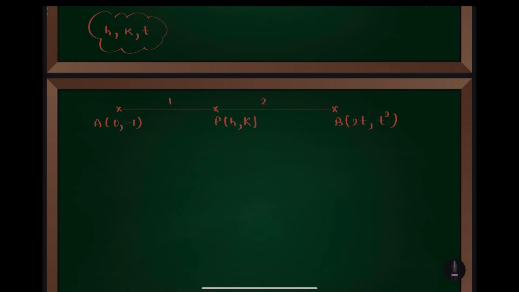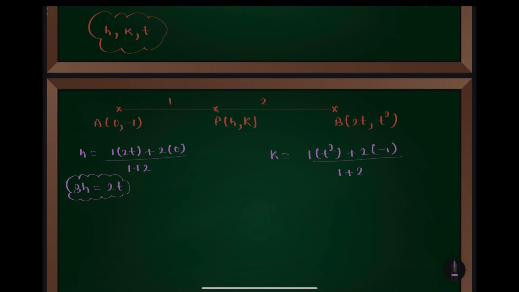Okay, now what was that section formula? First I'll go with the x coordinate. So it is 1 multiplied by 2t plus 2 multiplied by 0, and then we will have 1 plus 2. So it is 3h equals 2t. So we got the first equation. Now go with the y coordinate k. So can I write 1 multiplied by t square plus 2 multiplied by minus 1, upon 1 plus 2. So it is 3k equals t square minus 2.